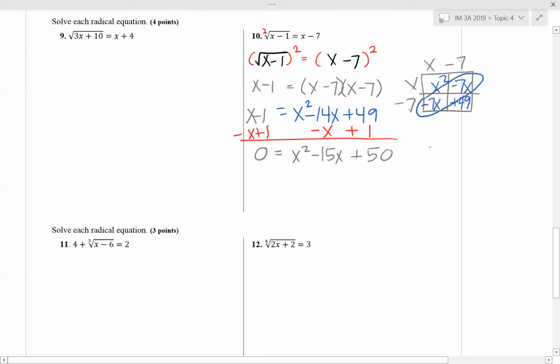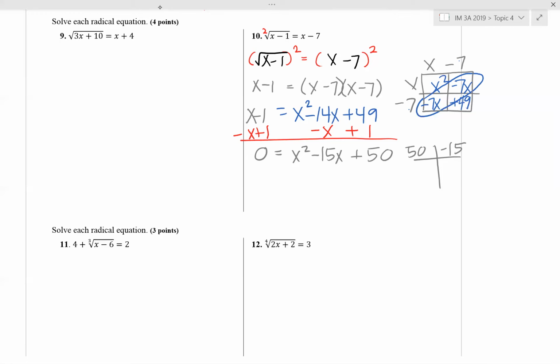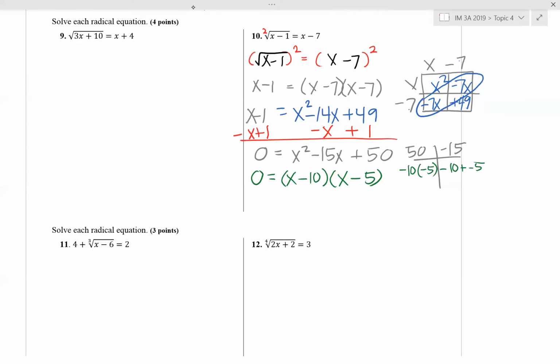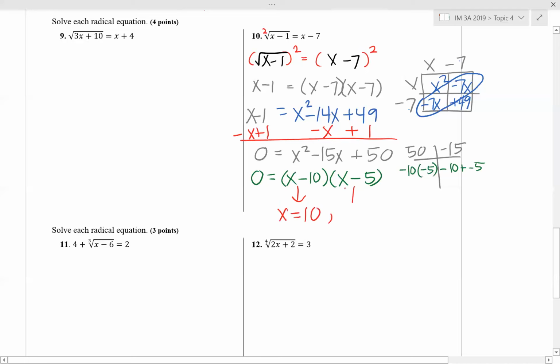And so what we're looking at here is what two numbers multiply to 50 and add to negative 15. And so in doing that product sum, our two values are going to be negative 10 times negative 5 is going to multiply to positive 50. And then negative 10 minus 5 is going to add to negative 15. So 0 equals x minus 10 times x minus 5. This means that our two potential solutions are x equals 10 and x equals 5.